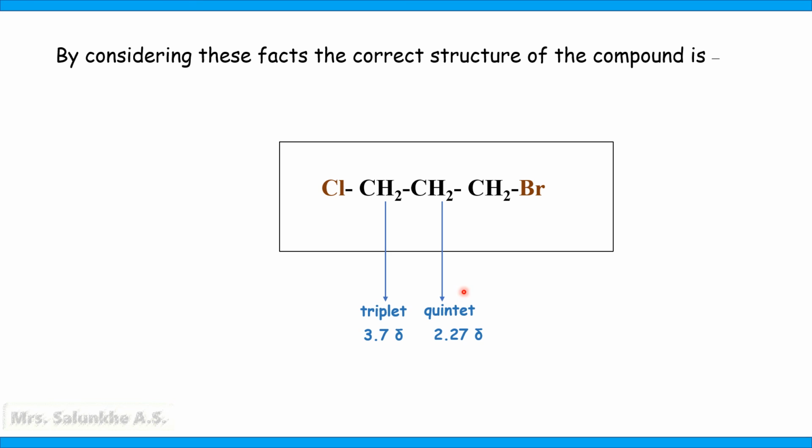The signal of the central methylene group proton gives a quintet as there are 4 non-equivalent adjacent protons. The signal is obtained at 2.27. And the signal for CH2Br is a triplet at 3.5 delta.